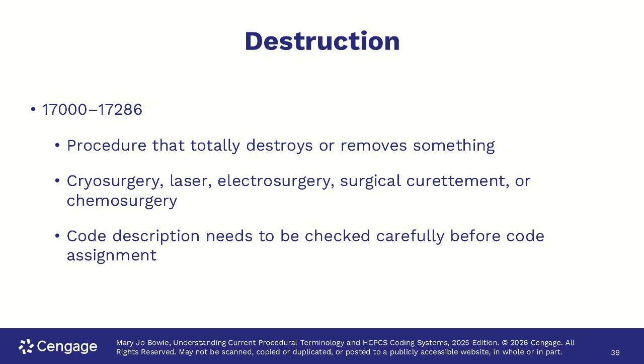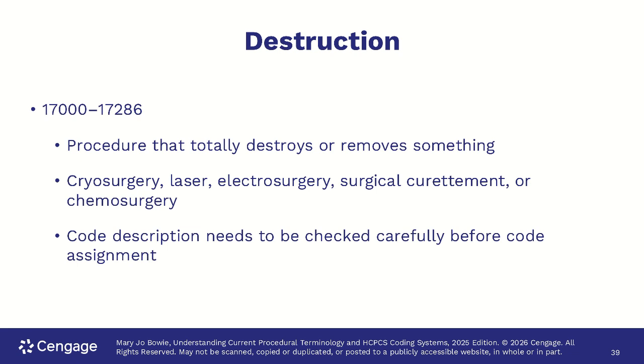All right. Next up, we have destruction codes. One of the things you want to pay very close attention to when it relates to the destruction codes is that you will need to determine from the documentation if the lesion that is being destroyed is benign, pre-malignant, or malignant. That will help you in determining which code to assign. The other thing that you'll want to note about these codes is that they do identify the first lesion and each additional lesion. And so you want to just be clear on what quantity was removed and that your code assignment reflects that, right?